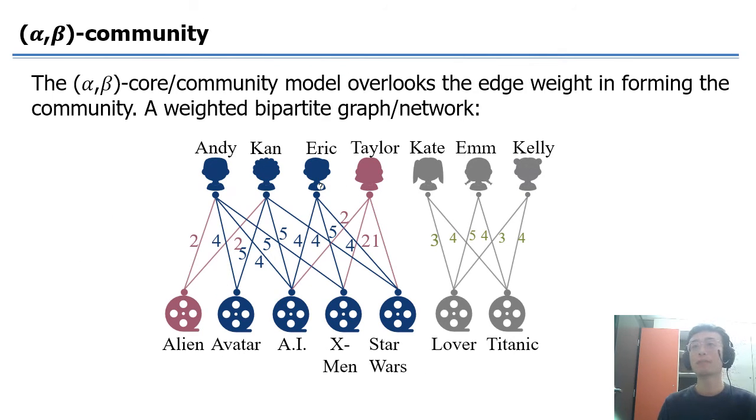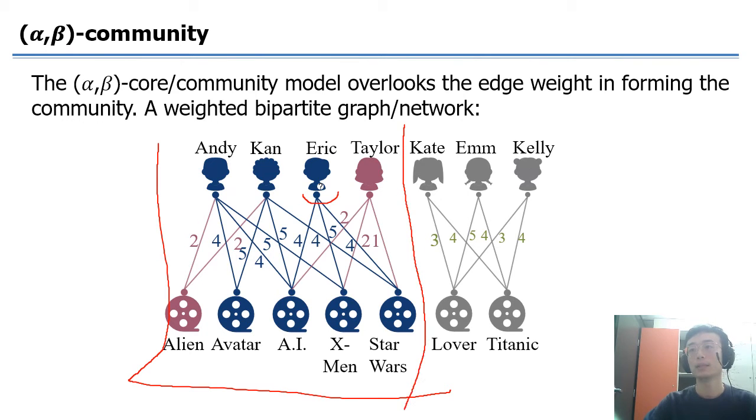However, the alpha-beta core and the alpha-beta community model only ensure structural cohesiveness, while overlooking the edge weight in forming the community, which is also a very important factor. For example, in this user-movie network, each edge has a weight denoting the rating of a user to a movie. So if we apply the alpha-beta community model to search a community of hierarchy, we'll find this subgraph.